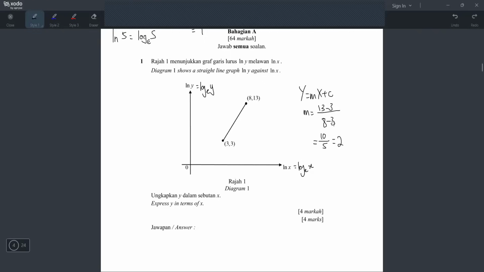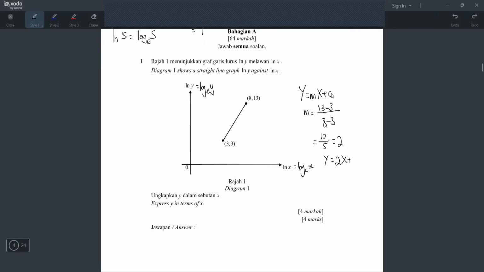After I get my gradient, I can substitute it, so Y equals, m is 2, so I'll write 2 and then big X plus c. For the big Y and the big X, I recommend you don't substitute the log y base e and log x base e inside first. I recommend finding the c first.